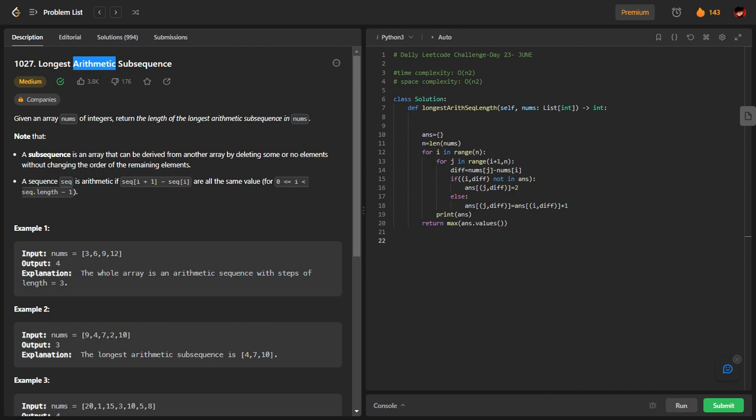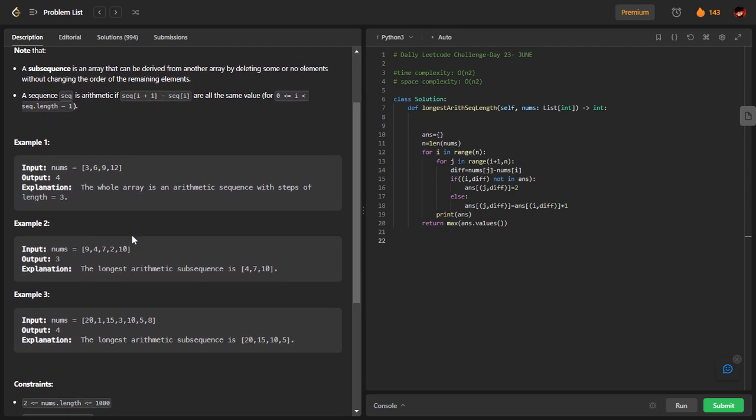Arithmetic progression basically means that there is a common difference as we go from one element to the next. For example, see here, 20, then 15, then 10, and then 5. That means there is a constant difference. If you subtract any element from its previous element, let us say 15 from 20, you are going to get minus 5, and the same thing continues. 20, then 15, then 10, then 5, and so on.